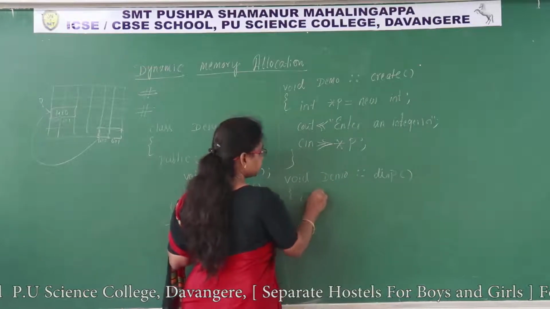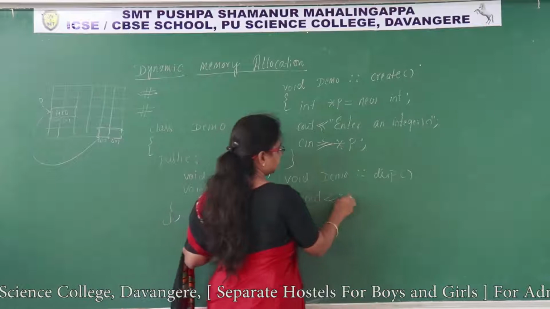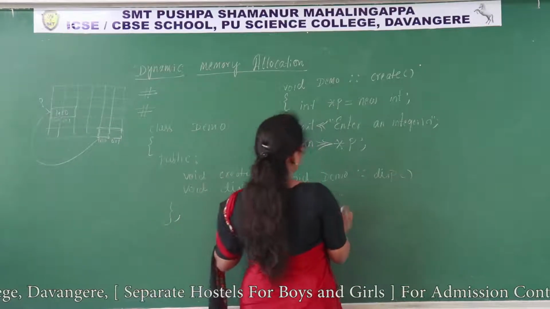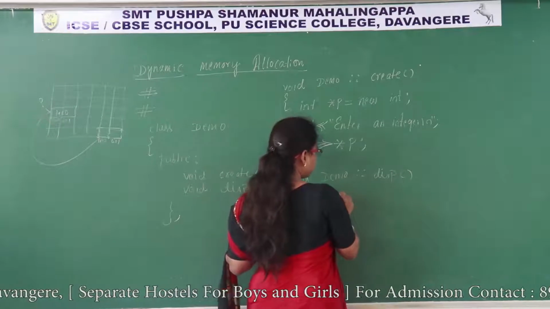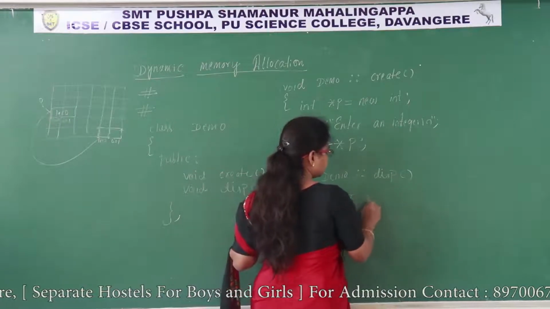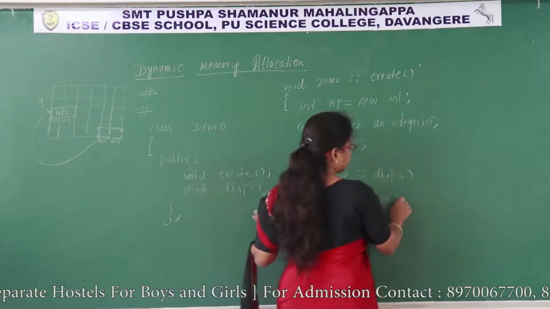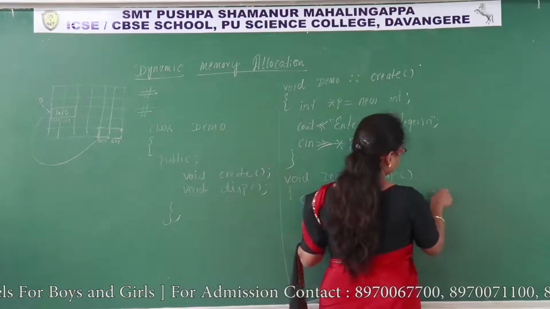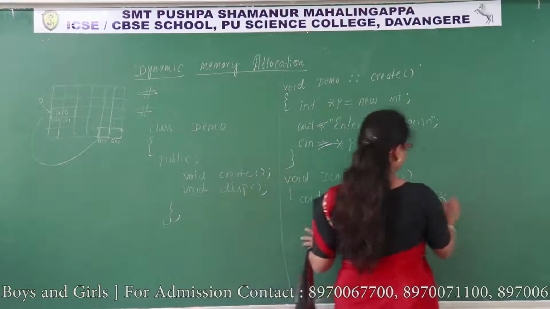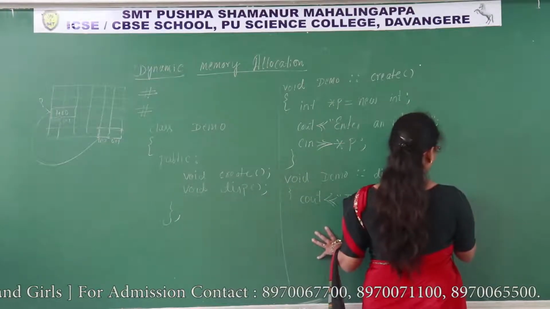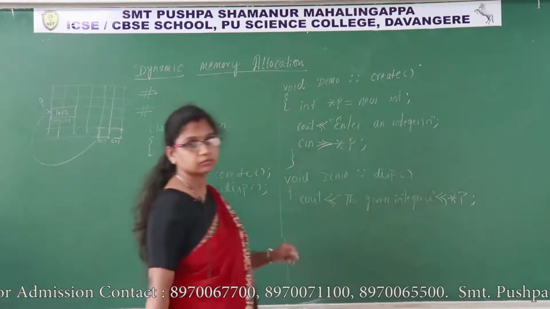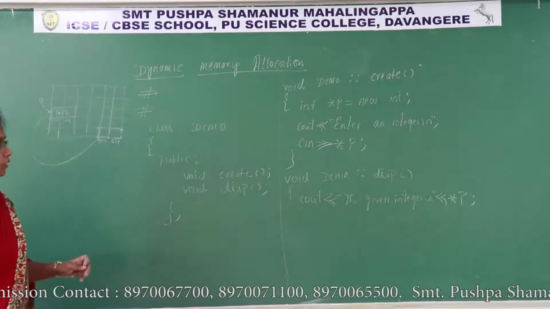Now the display function, void demo scope resolution disp. Cout, enter, the given integer is, star p, we must write here. Okay.